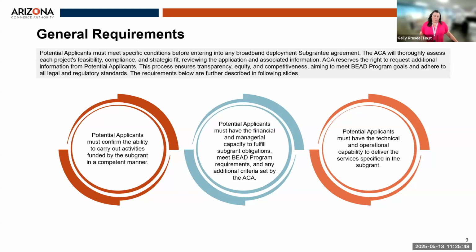And again, this is coming from the BEAD NOFO. And as you complete your pre-registration, you might get some questions back from the ACA where we are asking for more details to help clear up any questions that we might have before we can approve. So you've got the three circles here. That first one is where you are confirming your ability to carry out the activities that would be funded by the BEAD grant. That second circle is where you are certifying that you have the financial and managerial capacity to fulfill the obligations of the BEAD grant. And then that third one is certifying that you have the technical and operational capability to deliver the services that are specified in the grant.